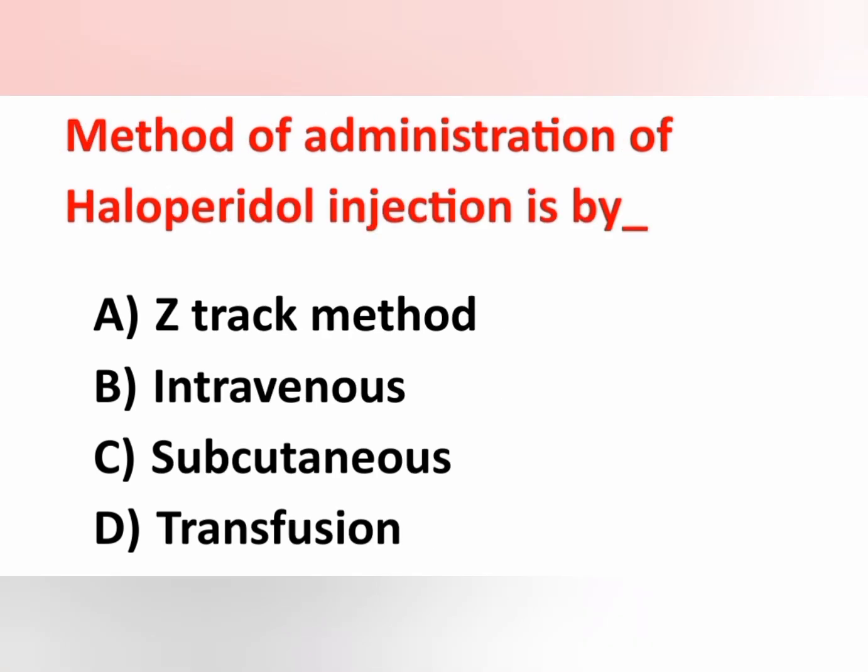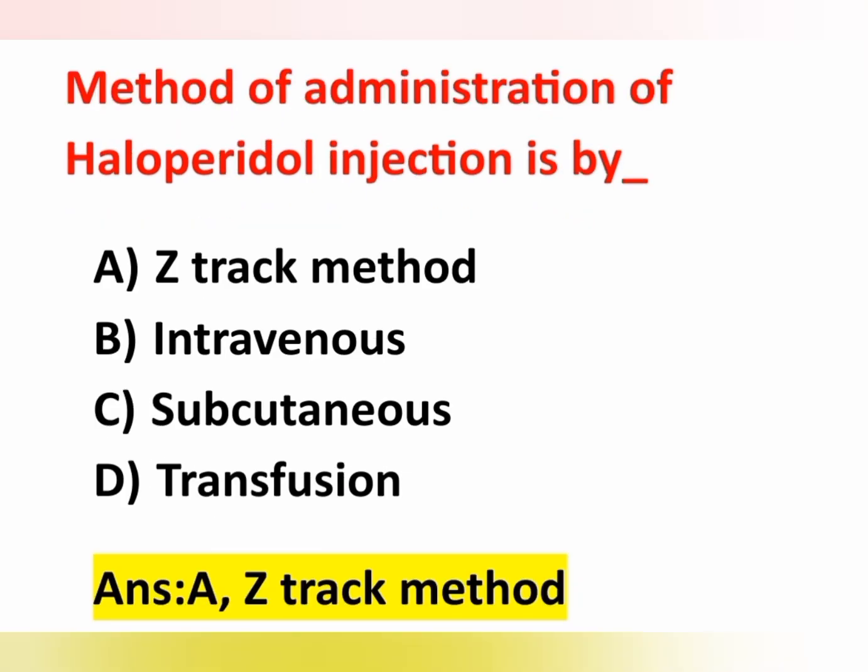The next question, method of administration of haloperidol injection is by. Options are option A Z-track method, option B intravenous, option C subcutaneous, and option D by transfusion. And the correct answer is option A, Z-track method. Haloperidol is usually given in deep IM, that is Z-track method. It is mainly to prevent irritation and also backflow of content. So we are giving through Z-track method.